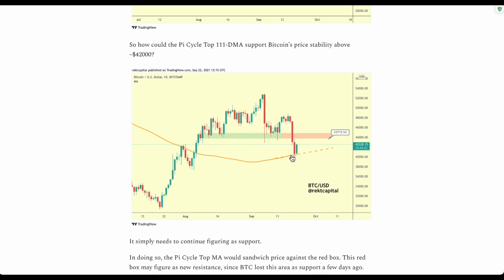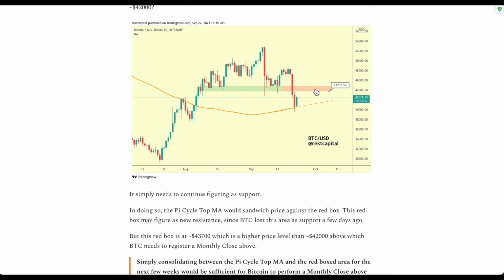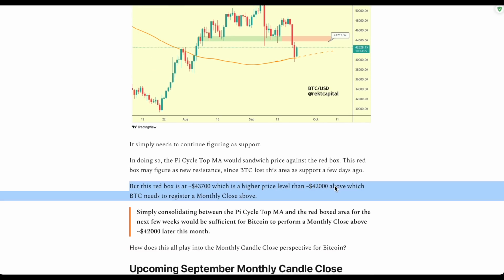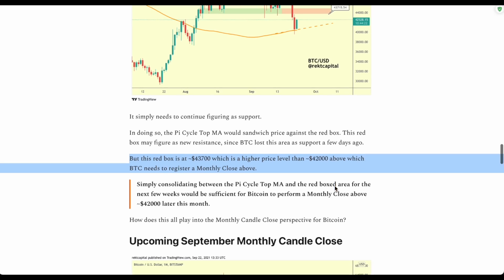That's okay. That's all well and good at the moment. But we have to know that this red area is going to be a resistance, which is 43,000. And you can see that this was a previous support region, rebound, and even a rebound here, but ultimately losing this area of support. So this could be a resistance going forward. But it's important that even if we were to rally towards this region and maintain these highs, that's still a higher price level than what we need to close above. And we need to close above 42K at the end of the month for that bullish price predicament to continue, for history to continue repeating itself.